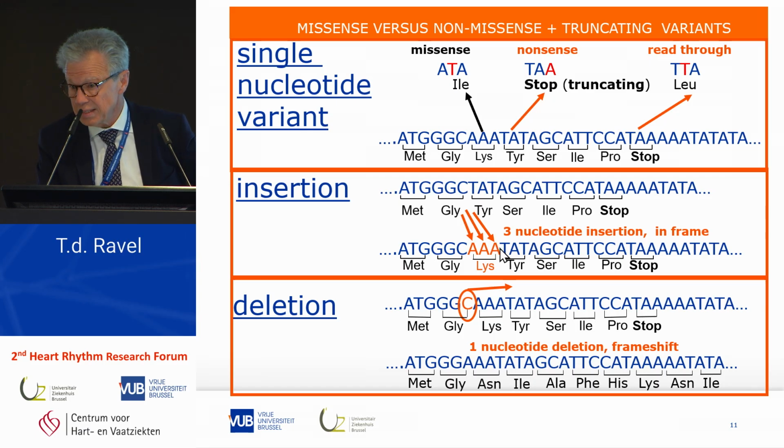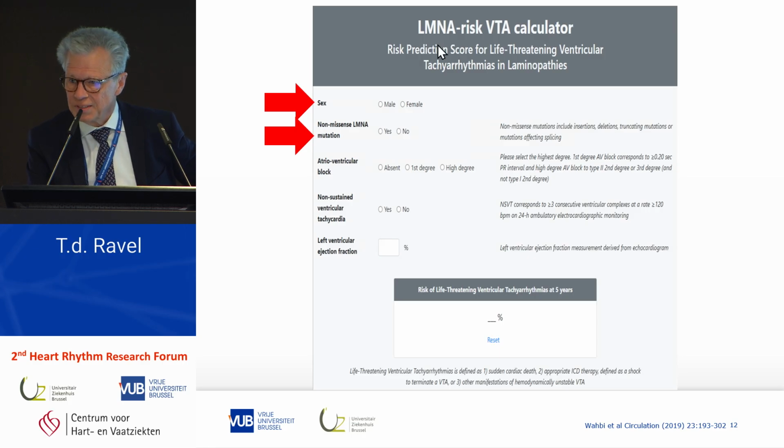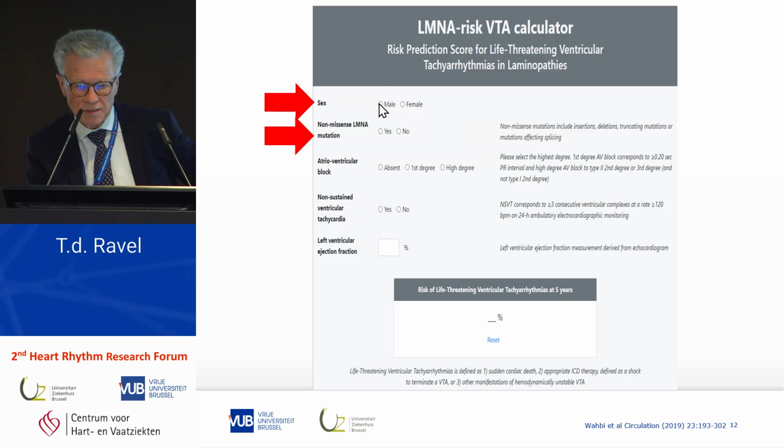So these are the different interpretations that get done by the scientists in the laboratories, and the team we have are excellent in doing this. So as you see in your risk calculator, those of you who use this laminopathy risk calculator, the ventricular tachyarrhythmia calculator, you see that the first two aspects are the sex, and then secondly, the non-missense LMNA variant, as we would call it nowadays. Right, so it is important that this be filled in, because that changes your percentage. It's one of the strong factors in this whole equation to get you a significant risk factor.